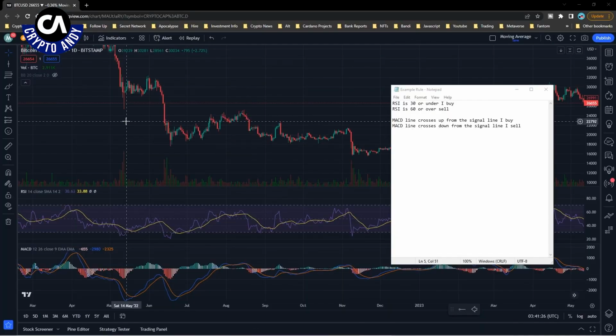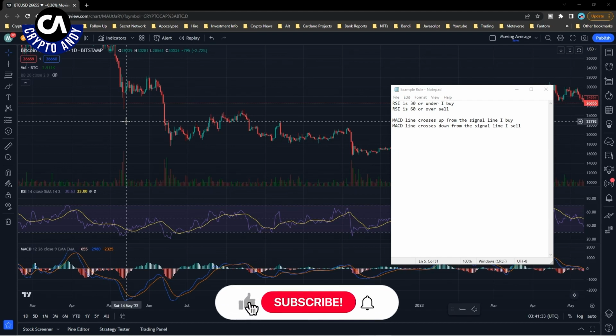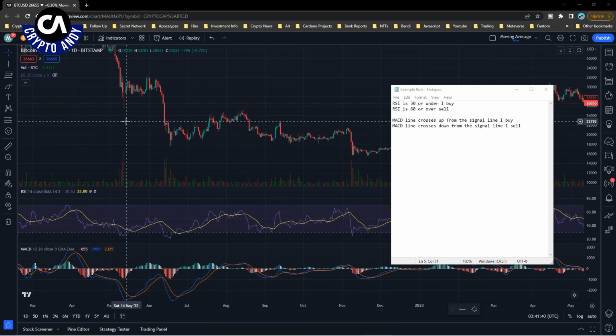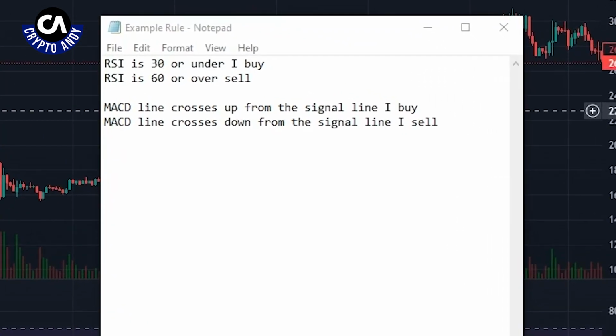For this example, I have rules that you will follow in a trading system, and I'm going to use just really basic ones, some of the ones that we've covered. I'm going to use RSI and MACD. The rules for RSI are that if it's 30 or under, I buy. If RSI is 60 or over, I sell.